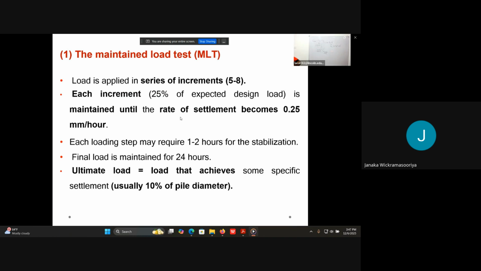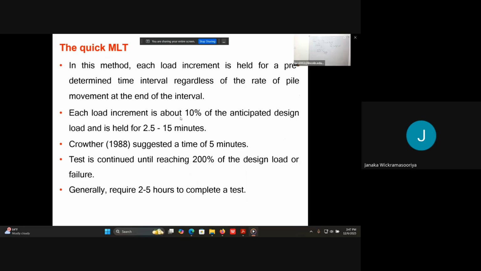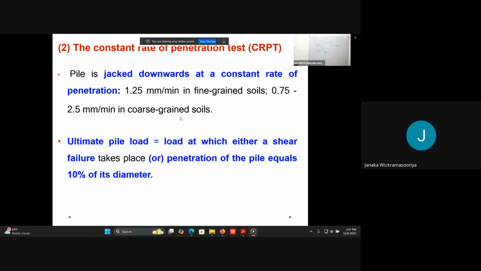In the maintained load test, the load is applied as a series of increments, and each increment, that is 20% of the expected design load, is maintained until the rate of settlement becomes 0.2 millimeters per hour. So the load is applied and maintained at that level. Each loading step may require 1 to 2 hours for stabilization, and the final load is maintained for 24 hours. Ultimate load equals, you can use that equation.